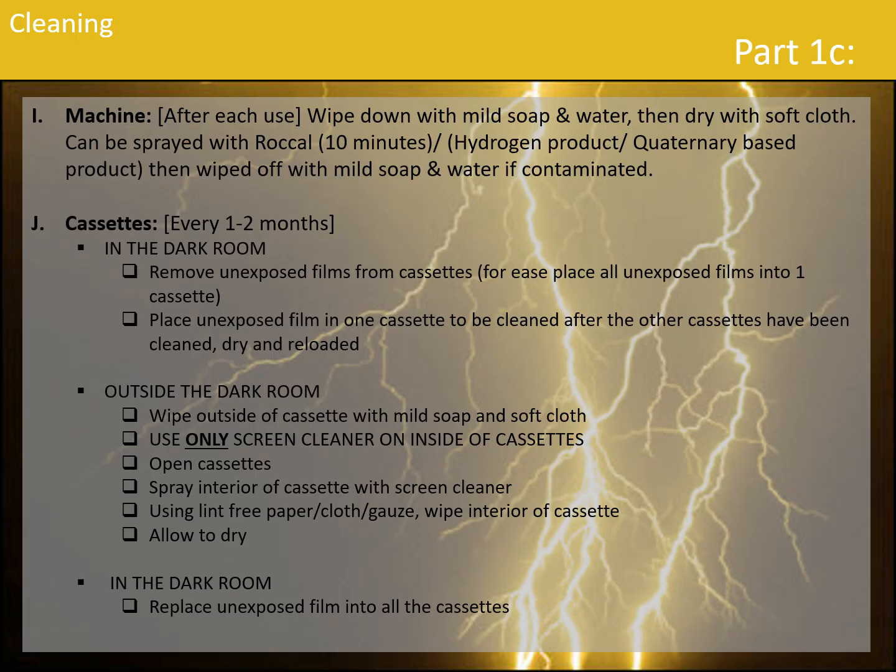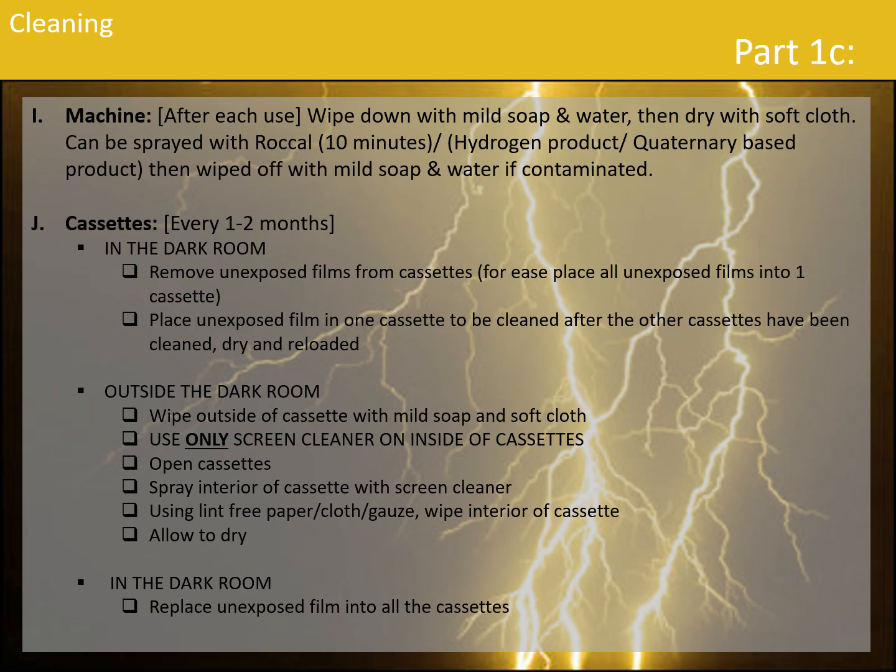Cassettes, every 1 to 2 months, should be cleaned. Inside the darkroom, remove the unexposed film from the cassette. For ease, place all unexposed films into one cassette. Place unexposed films in one cassette to be cleaned after the other cassettes have been cleaned, dried, and reloaded.